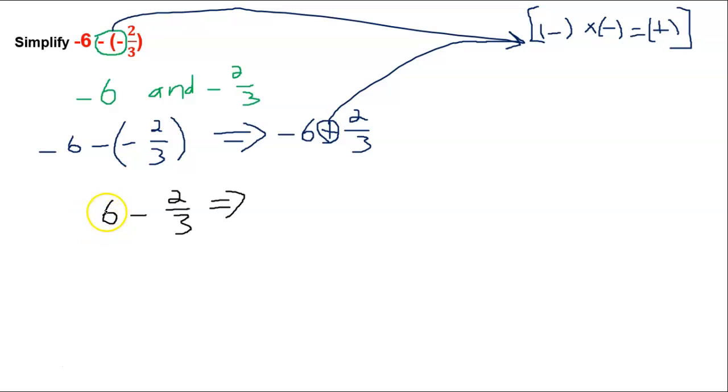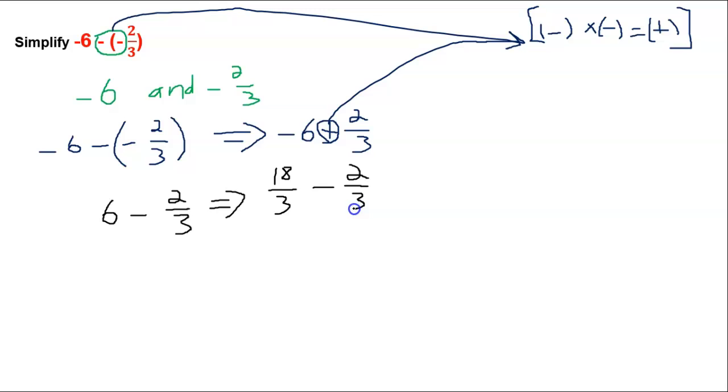Now we could write 6 as a fraction having a denominator of 3. When the denominators are the same, it's easy to subtract the numerators and get an answer. We do that by asking ourselves, what number when divided by 3 gives us 6? That is 18. So 18 over 3 is the same as 6. So 6 minus 2/3 is the same as 18/3 minus 2/3.